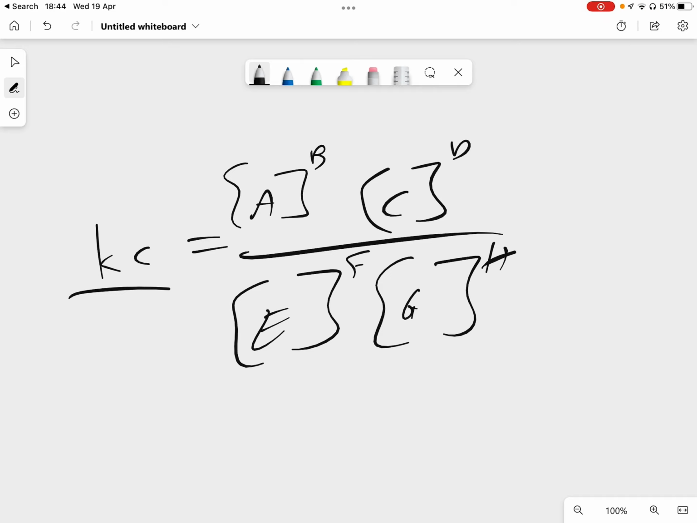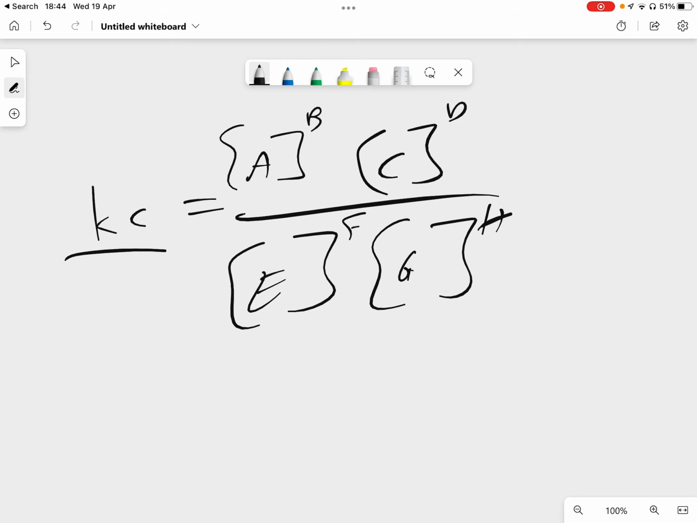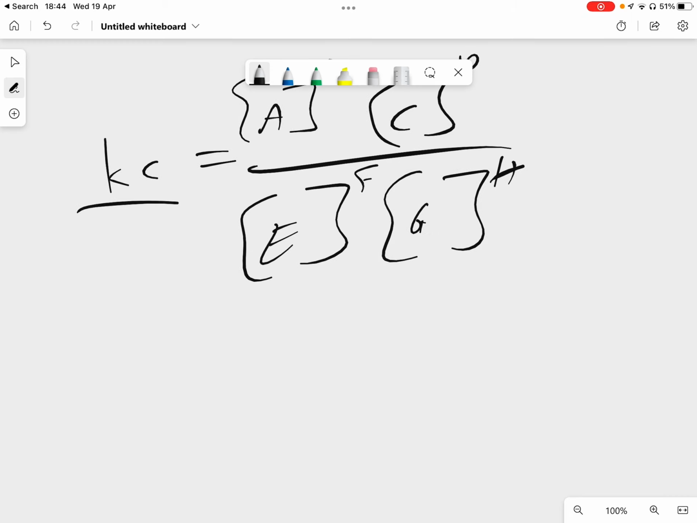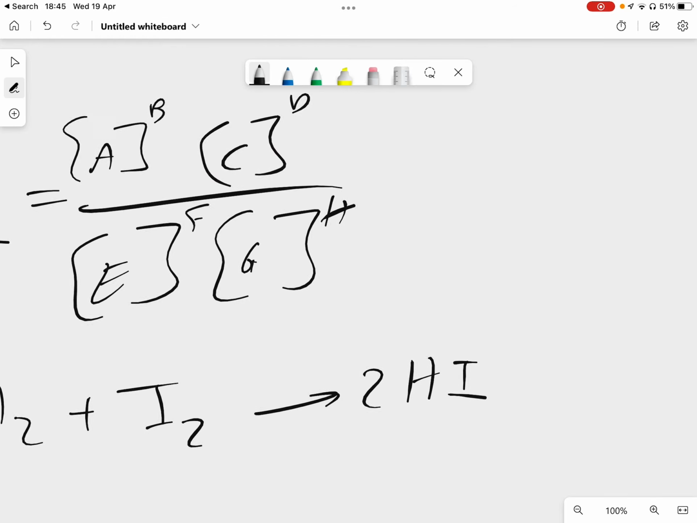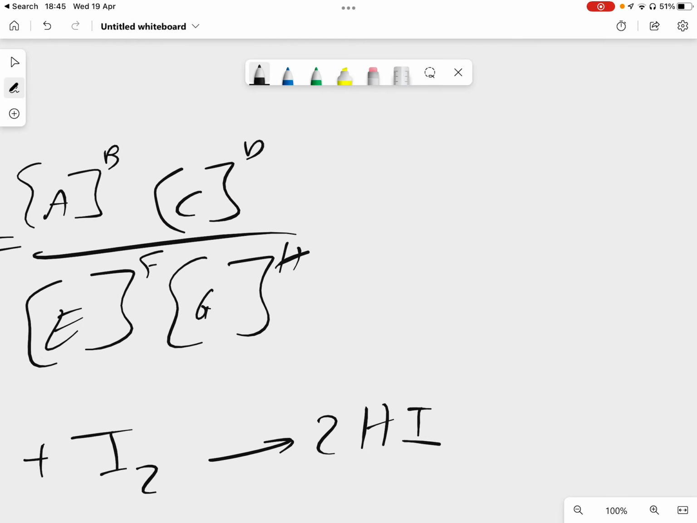So Kc is products over reactants, is another way to remember it, and it's all working out how far the equilibrium has gone in terms of making a product. So with this, we can use maybe a standard equation to solve this. So the standard equation would be H2 plus I2 gives 2 lots of HI. Now, this is a standard one because, for one, it doesn't contain any units when we do Kc, because remember, with units, to work out, you have to work out like so.